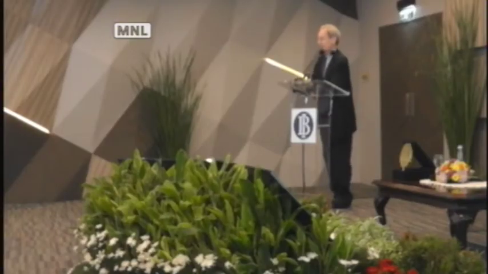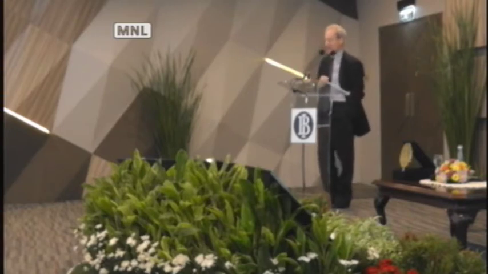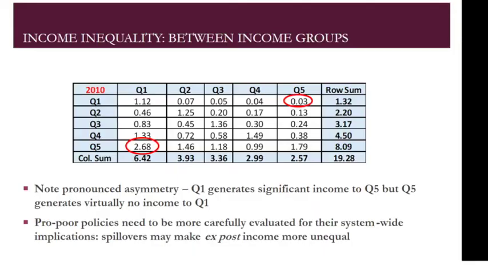But that's a spatial measure of inequality. What about between income groups? And we divided this into 5 quintiles from the lowest to highest, and I'll just illustrate in 2010. So Q1 is the lowest income quintile. Q5 is the highest income quintile. And it's exactly the same as the earlier one.